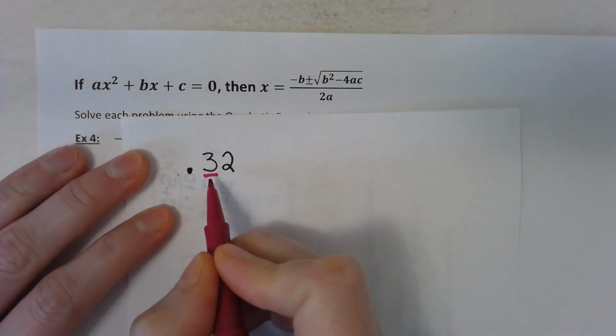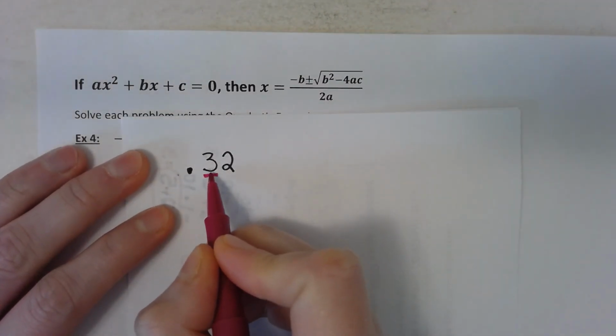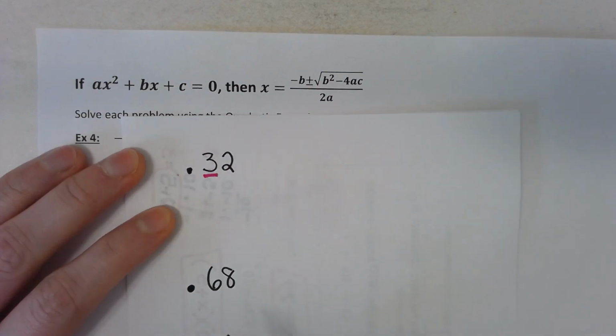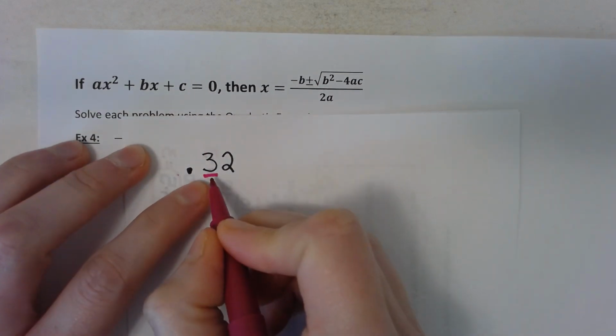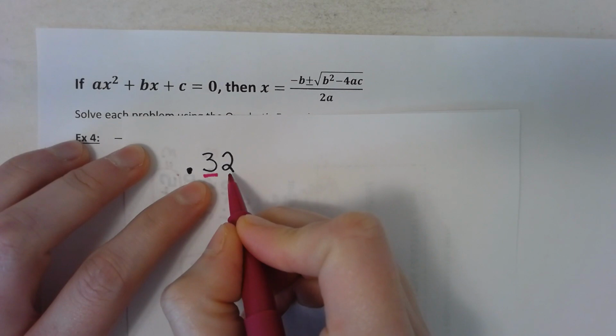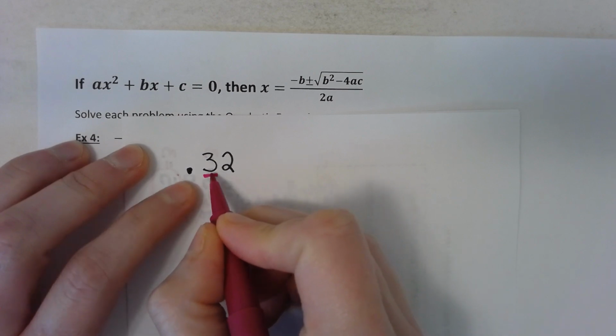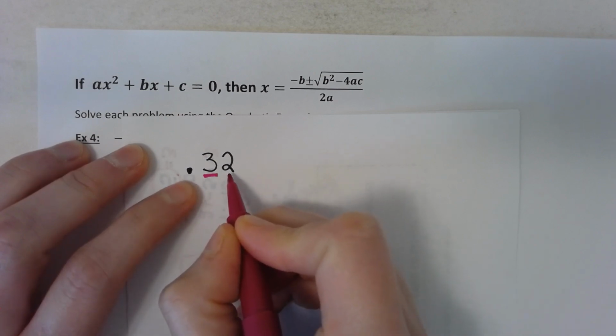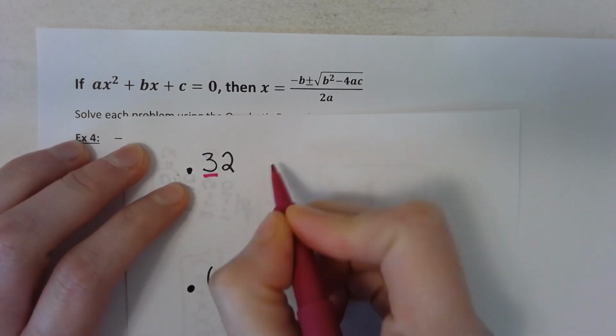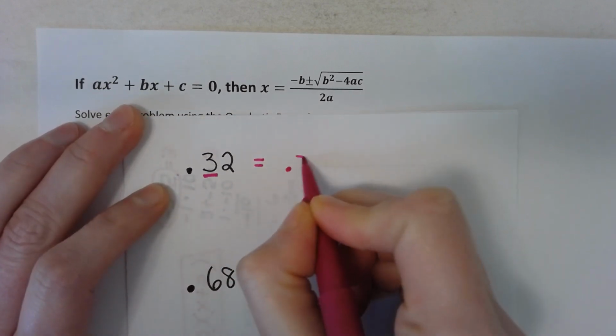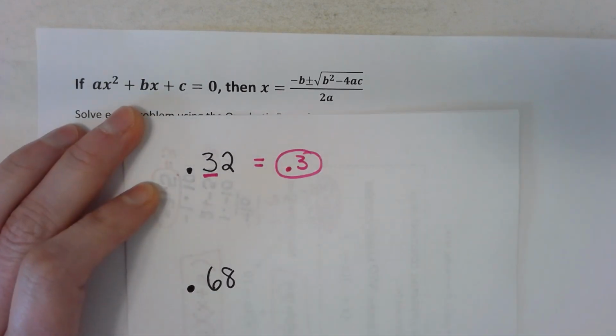Now, you either need to keep this number the same as it is, or it's going to increase. And the way that you know how to leave it the same or to increase it is based off the number that comes right after it. If this number is 5 or higher, then we round up. If this number is below 5, then we would leave this as it is. So if I were rounding this one, my answer would be 0.3.